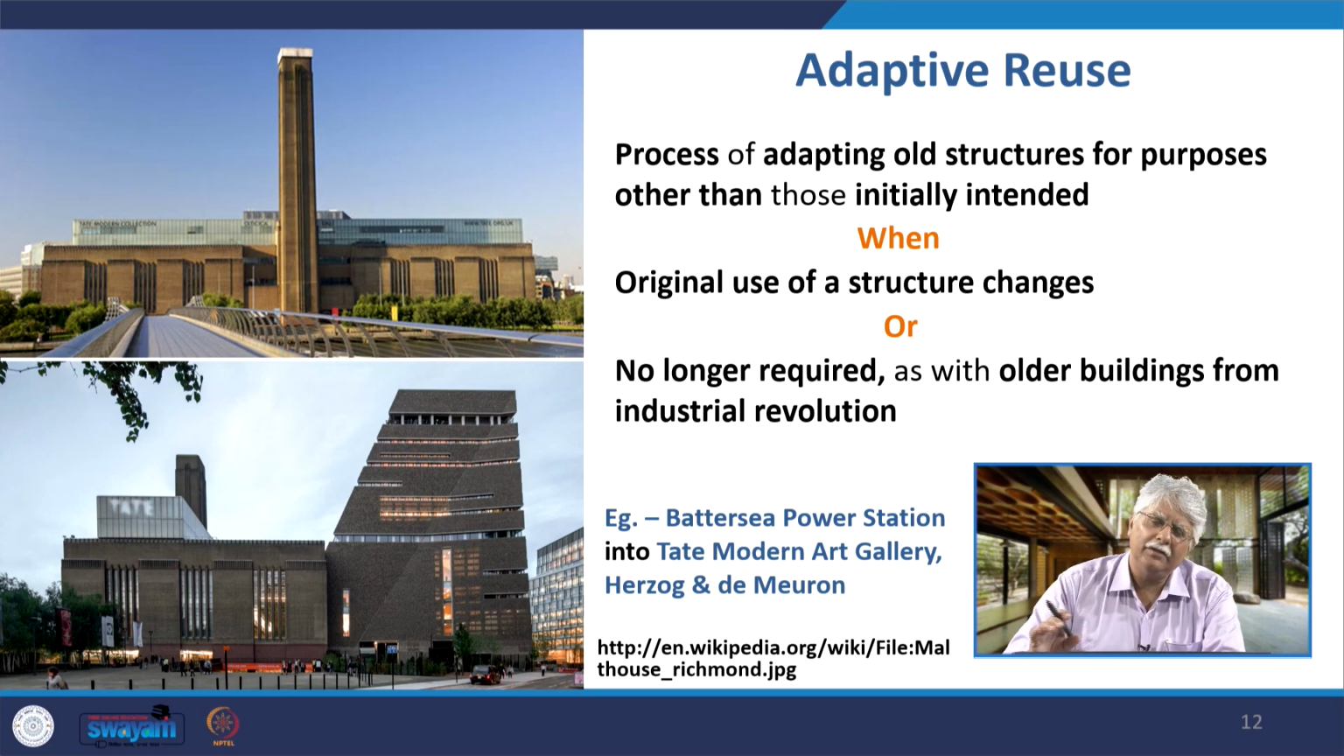and de Meuron. They took an old power station called the Battersea Power Station that had fallen into disuse along the river Thames, and they converted that into this fantastic world famous art gallery.